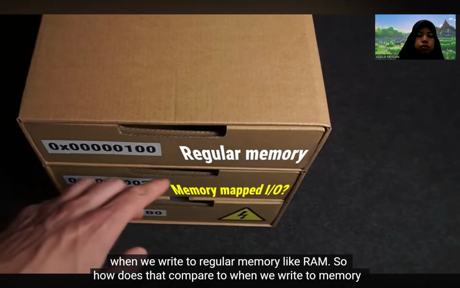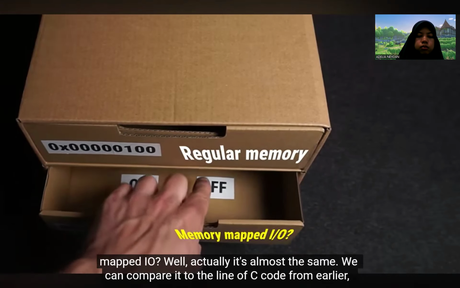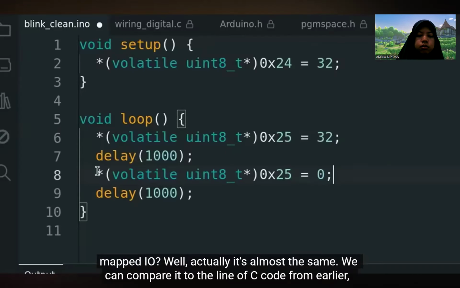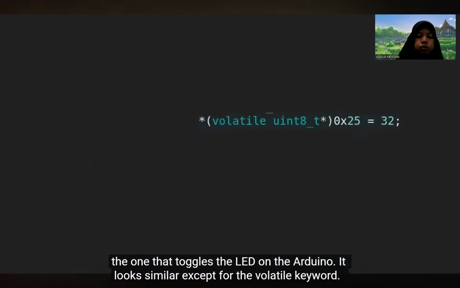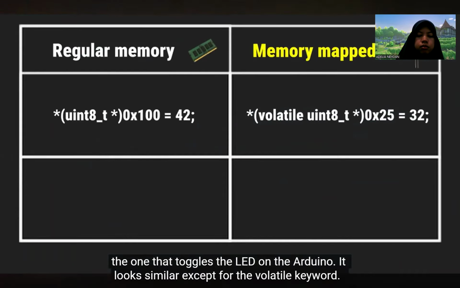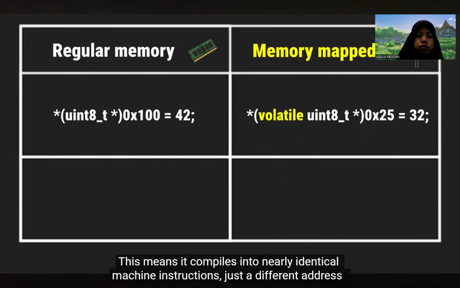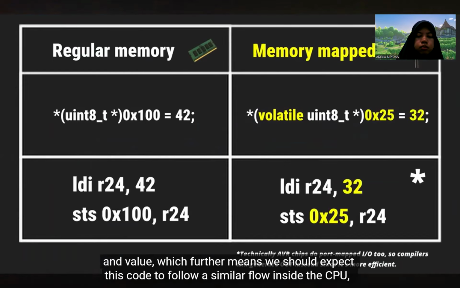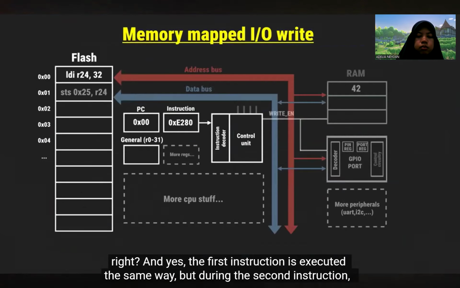So how does that compare to when we write to memory mapped I/O? Well, actually, it's almost the same. We can compare it to the line of code from earlier, the one that toggles the LED on the Arduino. It looks similar, except for the volatile keyword. This means it compiles into nearly identical machine instructions, just a different address value, which further means we should expect this code to follow a similar flow inside the CPU, right? And yes, the first instruction is executed the same way.